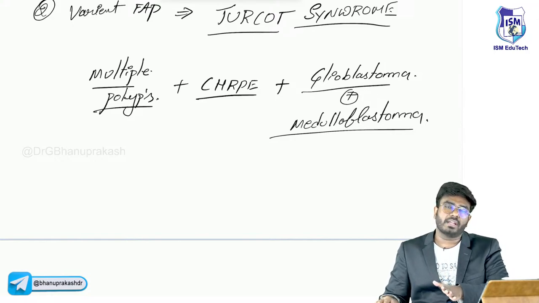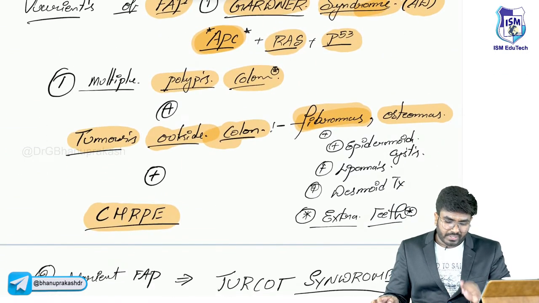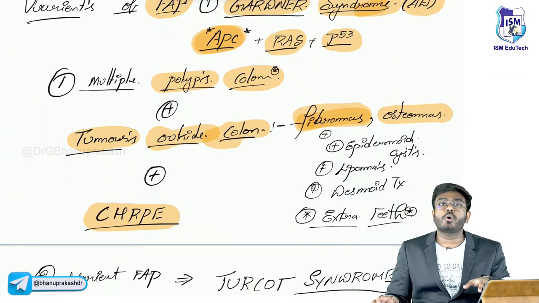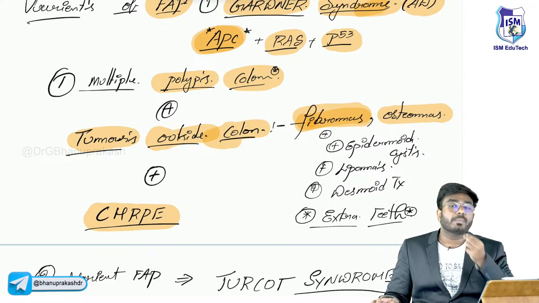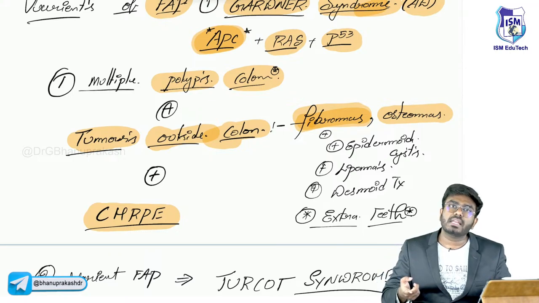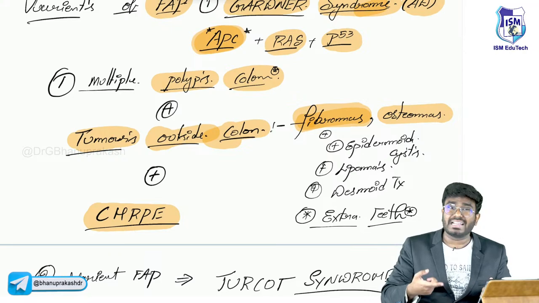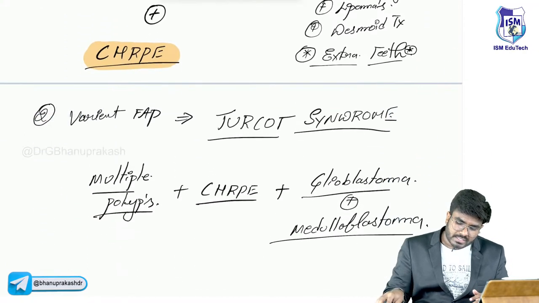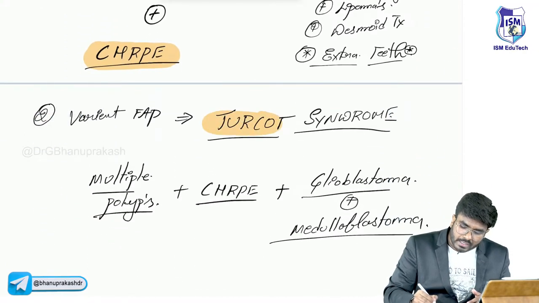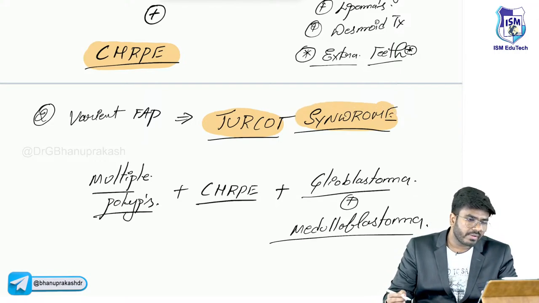FAP with CNS involvement, FAP with neural involvement, is Turcot syndrome. FAP with bone involvement, osteomas, fibromas, epidermoid cysts, lipomas, desmoid tumors, with multiple teeth, with congenital hypertrophy of retinal pigment epithelium, that is not Turcot. That is Gardner syndrome. So Gardner syndrome and Turcot syndrome are nothing but variants of FAP.